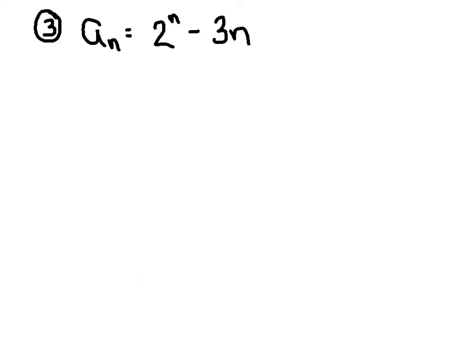Our third example's got a little more interesting formula to it. They've given us an explicit formula here for the nth term, and they're asking me to find the first three terms. The first term, and I'm going to substitute not just the first n, but every single n that I see is going to get substituted with a 1. So we've got 2 to the first minus 3 times 1. I think I got negative 1 there if I did that correctly.